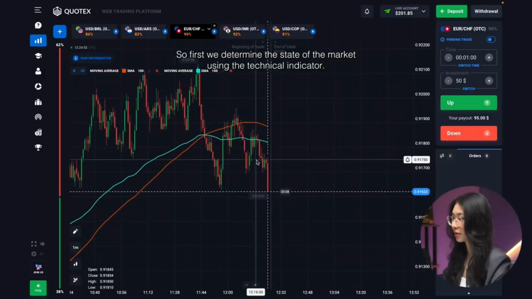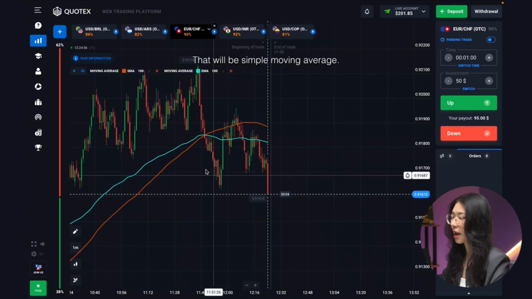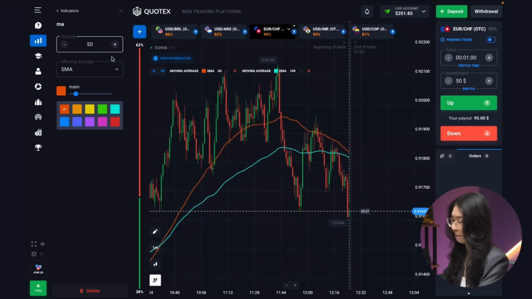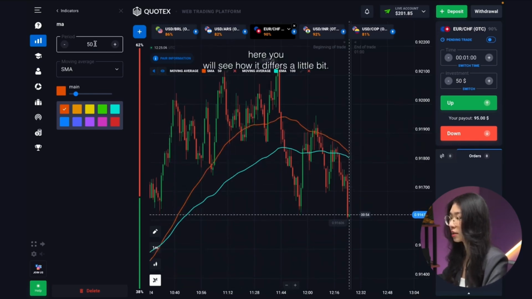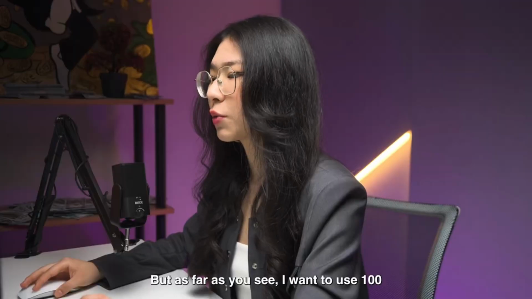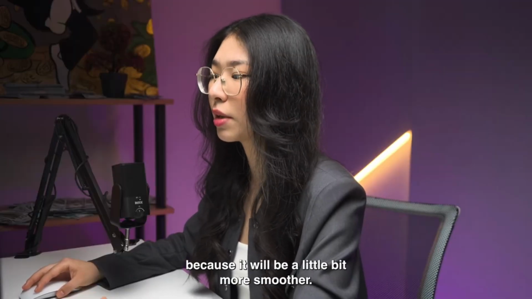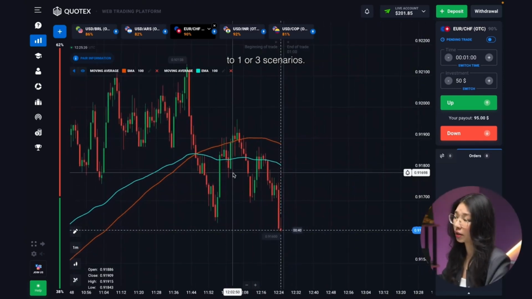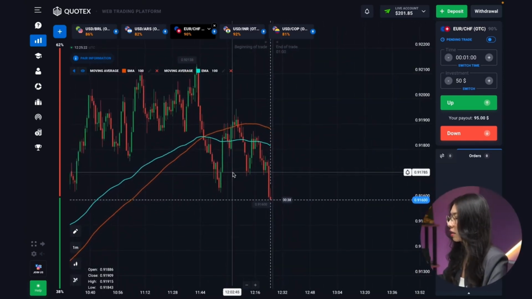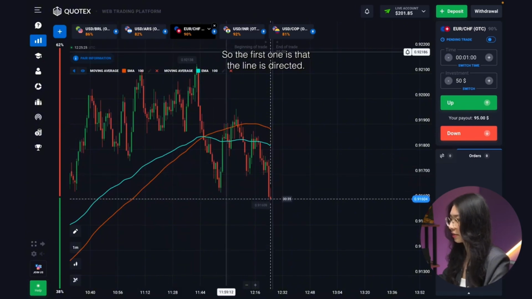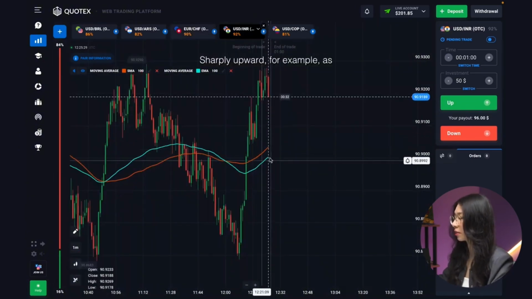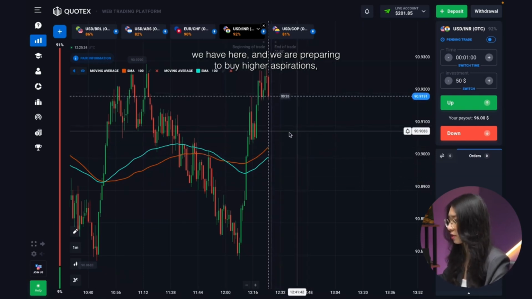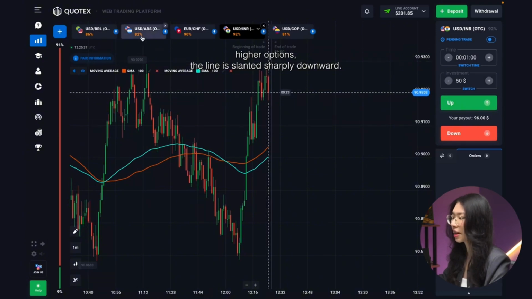So first we determine the state of the market using a technical indicator, and that will be the simple moving average. You can use, for example, the period of 50. If you click here, you will see how it differs a little bit. But as you see, I want to use 100 because it will be a little bit smoother. Okay, events can develop according to one of three scenarios. The first one is that the line is directed sharply upward, for example, as we have here, and we're preparing to buy higher options. The second is that the line is slanted sharply downward.